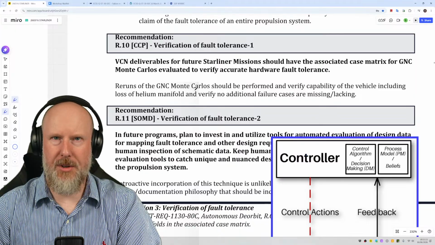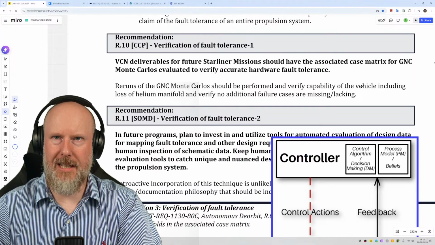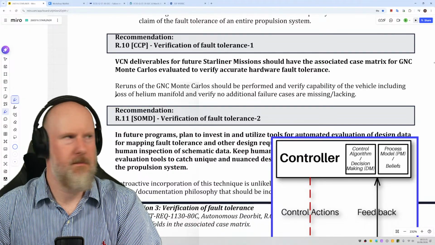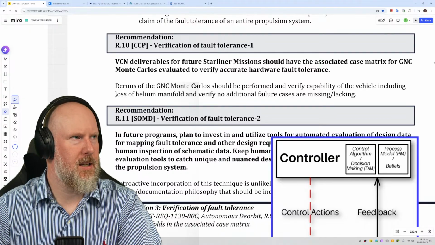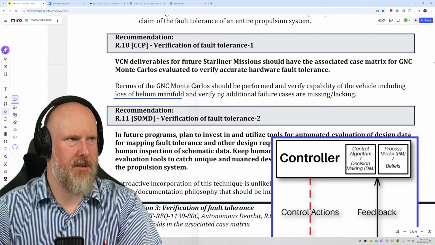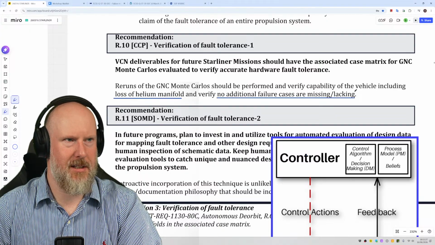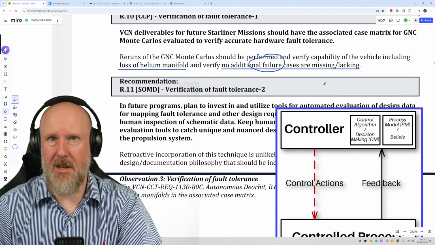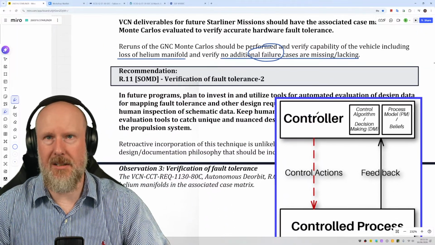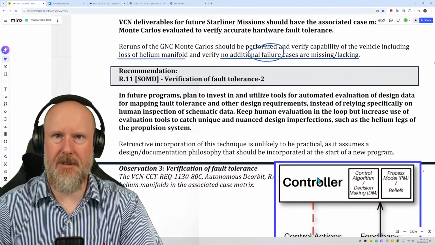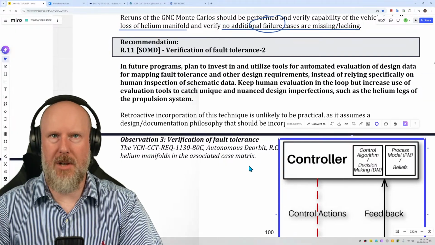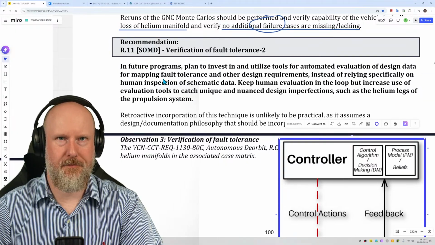Reruns of the GNC Monte Carlo should be performed and verify capability of the vehicle, including loss of helium manifold, and verify no additional failure cases are missing. Again, the focus on failure. There may be cases that are not failures that need to be considered. But if you're using failure-focused analyses, you're not going to find them. You're going to miss them and then be surprised when something bad happens.